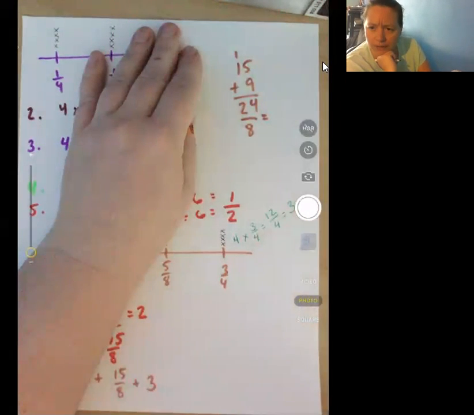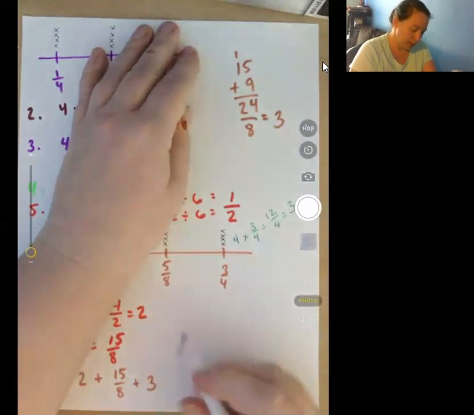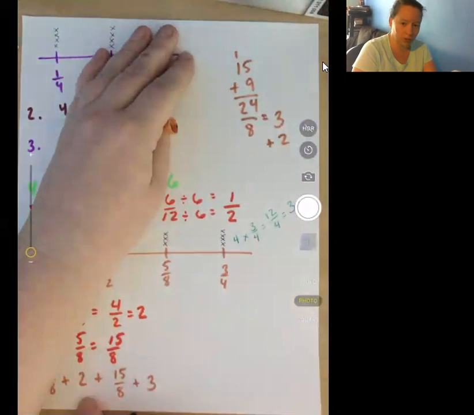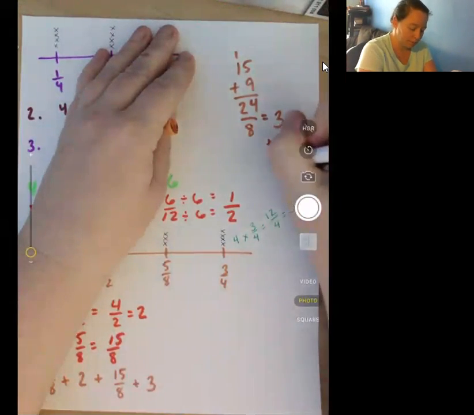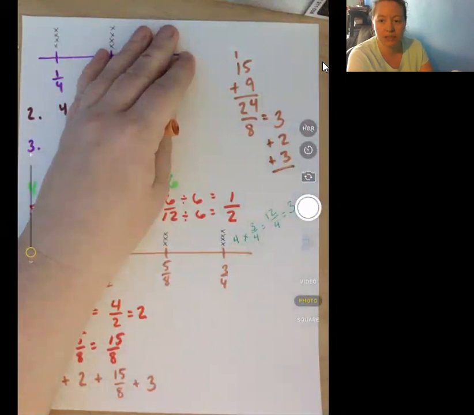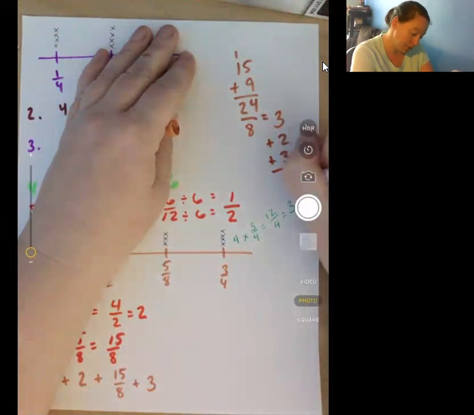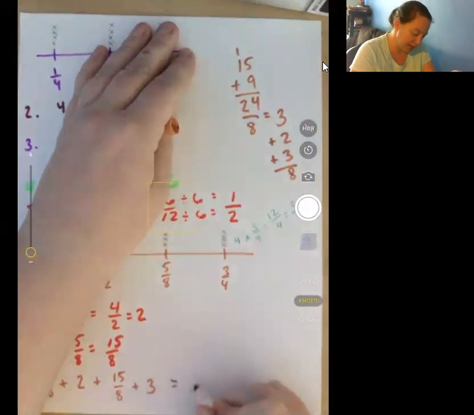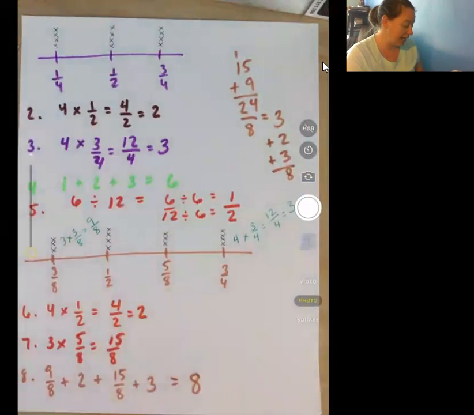What is 24 divided by 8? 3. And then I have plus the 2, which was the whole number, plus the 3, which was the other whole number. 3 plus 2 is 5, plus 3 is 8. So we end up with this entire thing being equal to 8.